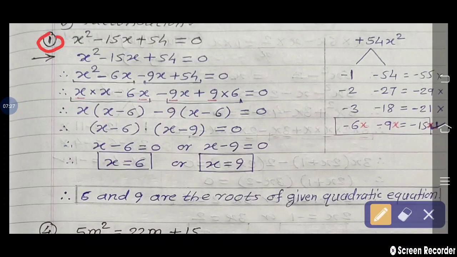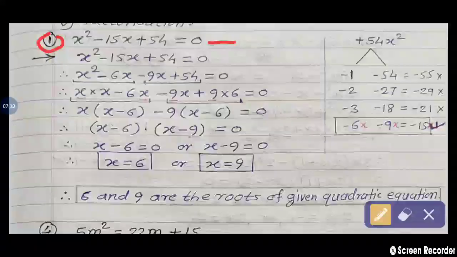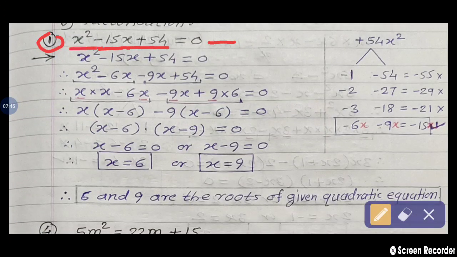What is the first example? x square minus 15x plus 54 is equal to 0. This is a quadratic equation, and there are three terms present here, so it is also called a trinomial. So as per the rules, we will find out the factors.